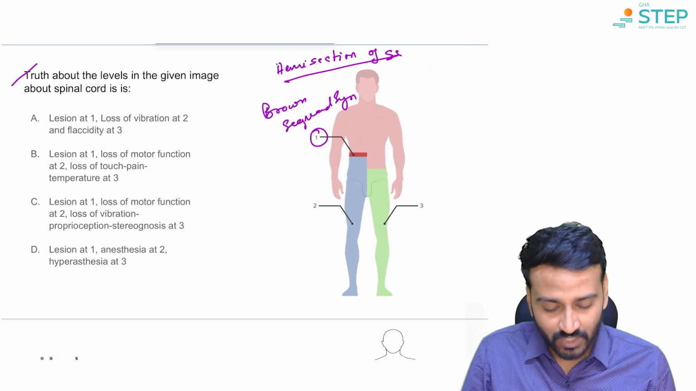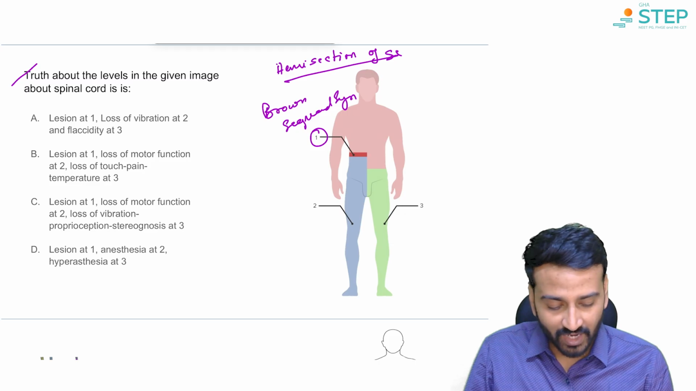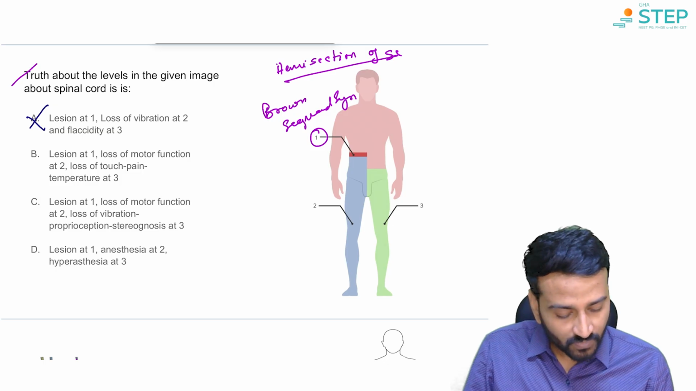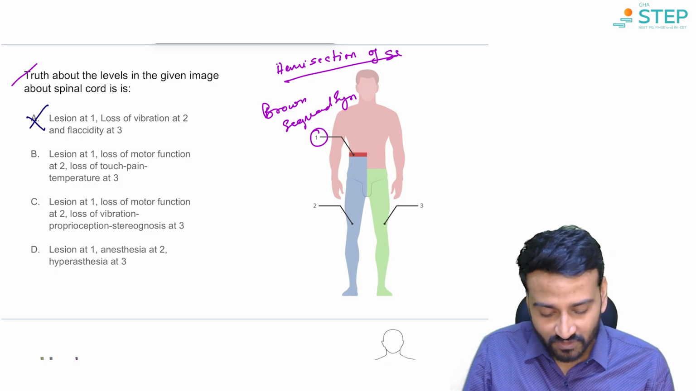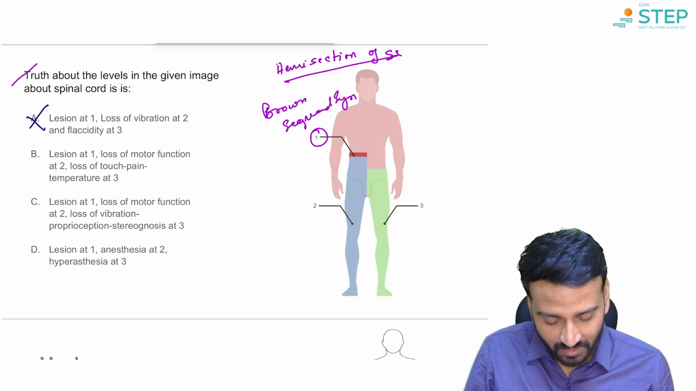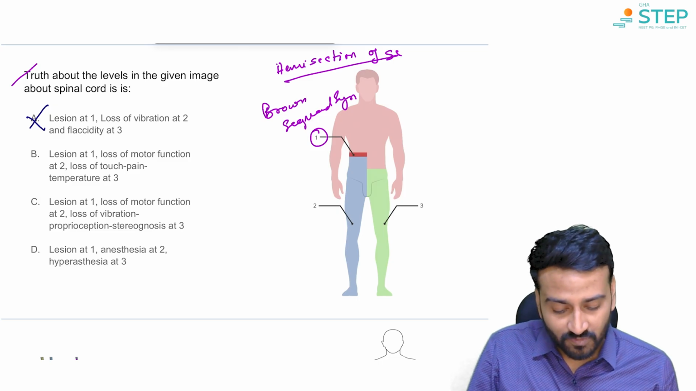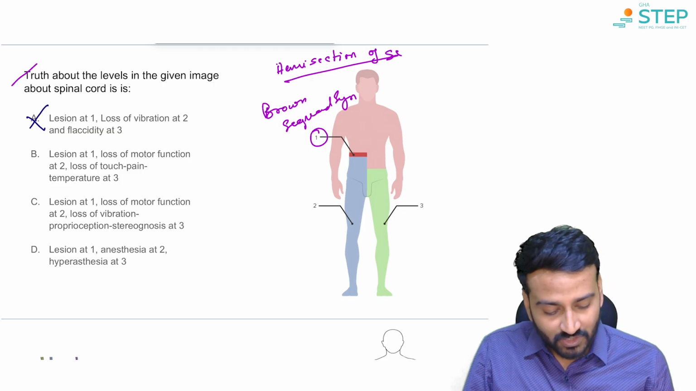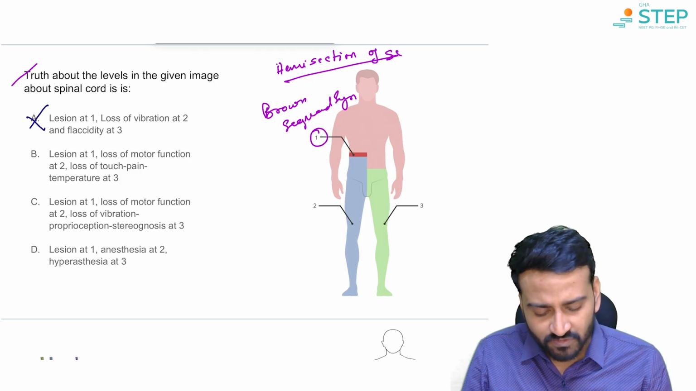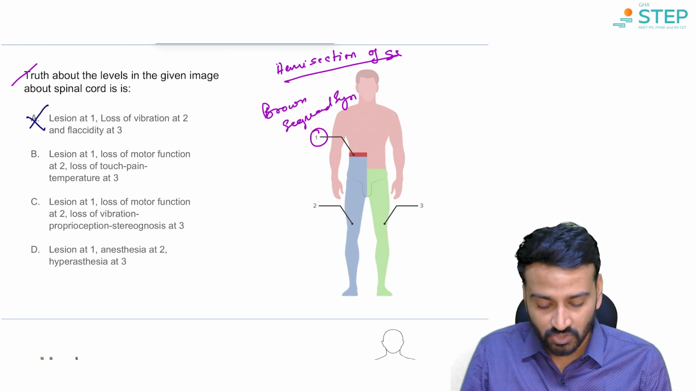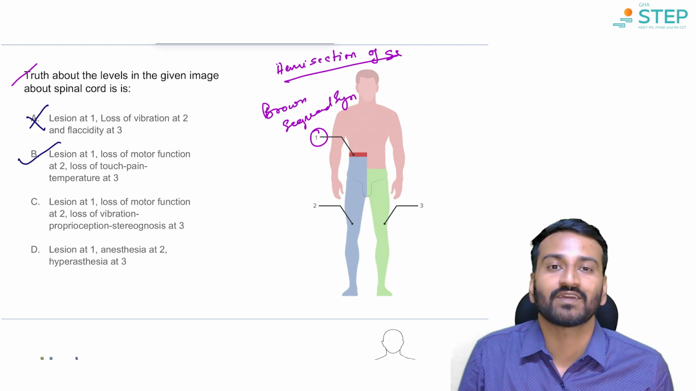So we can say lesion at 1, loss of vibration at 2, and flaccidity no. Lesion at 1, loss of motor function at 2, okay, and loss of touch, pain, temperature at 3, okay. Lesion at 1, loss of motor function at 2, loss of vibration, proprioception no, okay. So that means you can say loss of proper motor function. He did not tell whether it is spastic or flaccid. So the option is B.